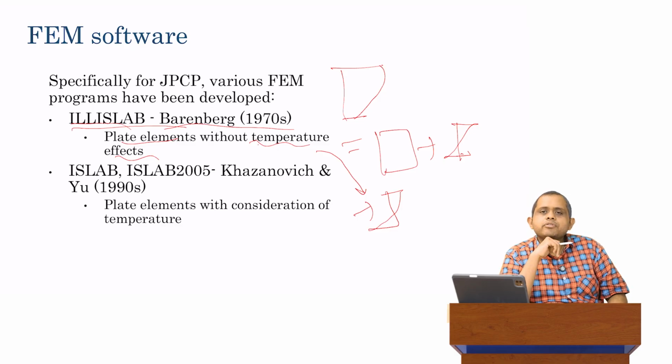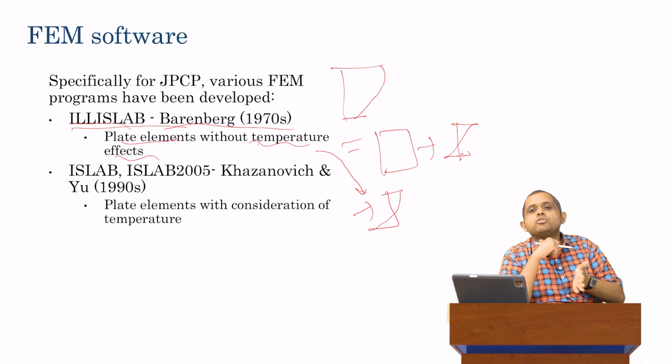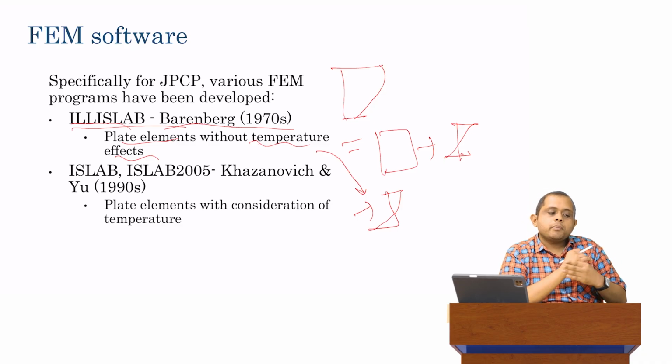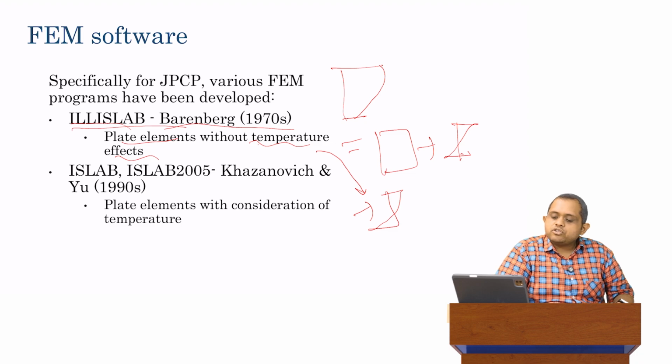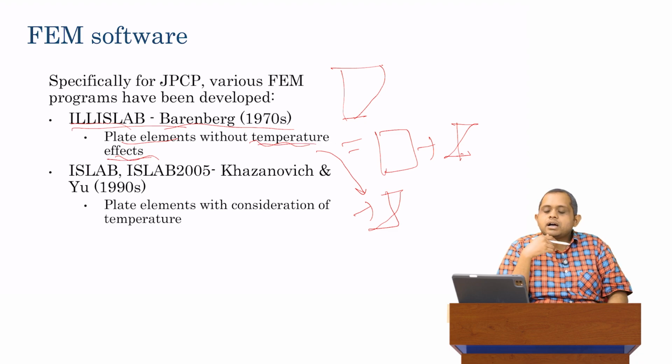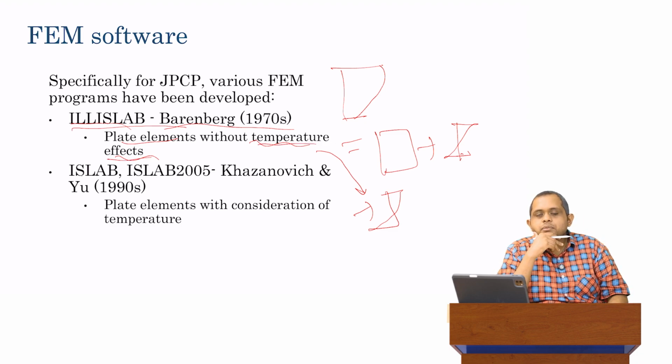So it remained that way for around 20 years. In the 1990s, it was felt that some new programs had to be developed, that ISLAB was getting old and there was a need for new programs that could first of all be faster, because computers had gotten faster and it was important to take advantage of that speed, but also to incorporate these temperature effects. By the 1990s, understanding came around that temperature effects in JPCP are actually very significant and you have a lot of error in the analysis if you don't consider them.